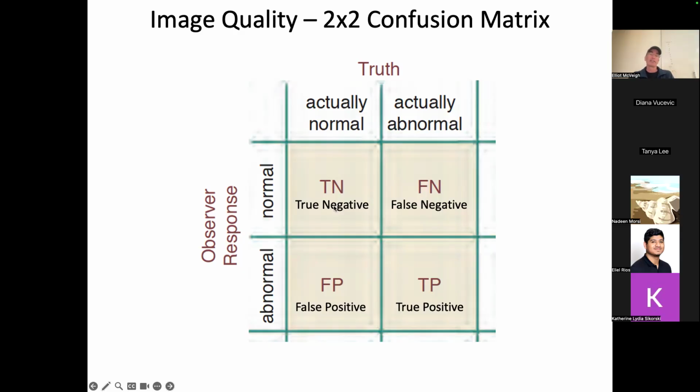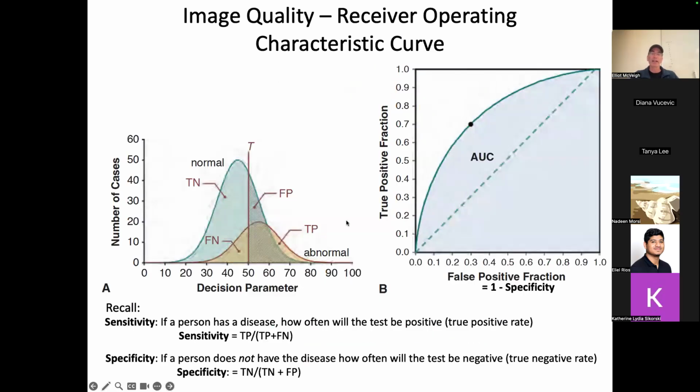True negative is another good thing. You call them normal, they're normal. Okay. False negative is a really bad thing. You miss them. You call them normal, they walk out and they are not normal. That's not a good thing, right? So that's called a false negative. And we're going to define sensitivity and specificity.